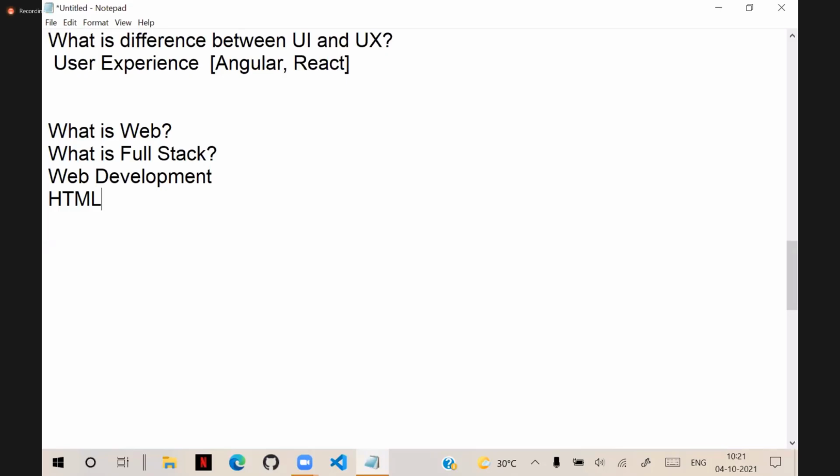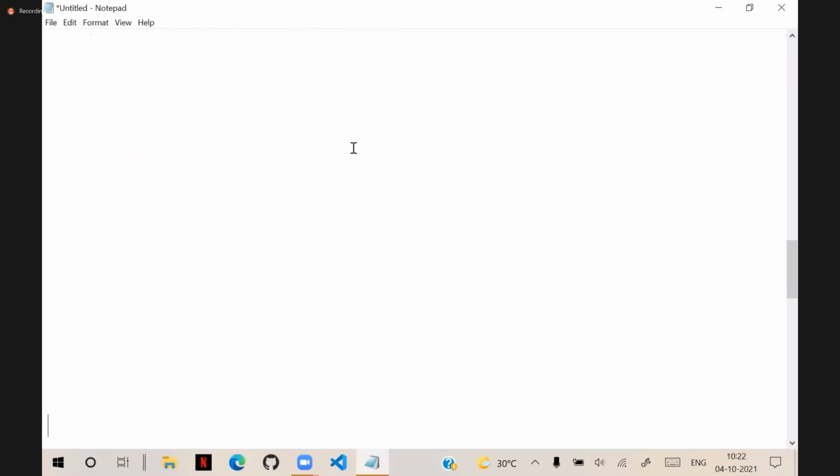Before that, you should have knowledge of all these points. I will tell you one point. What is UI and UX? One concept I will tell you. Currently, when you are learning web technologies, UI means user interface. UX means user experience.